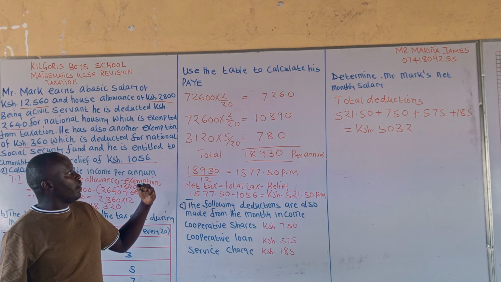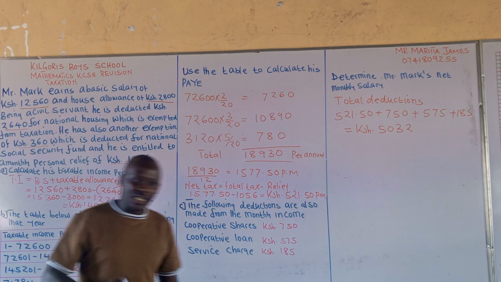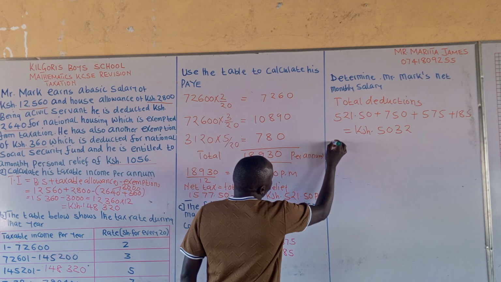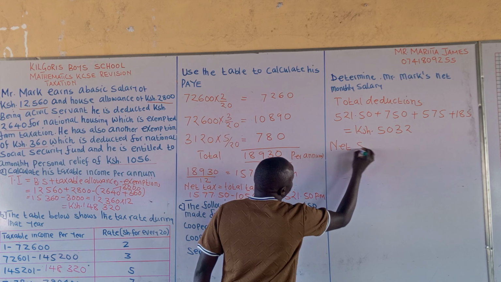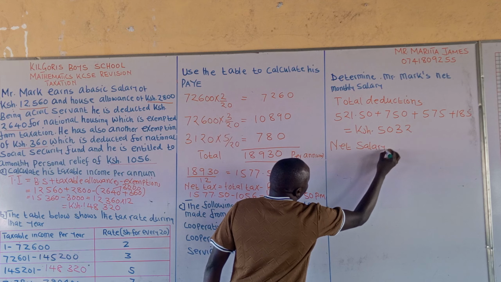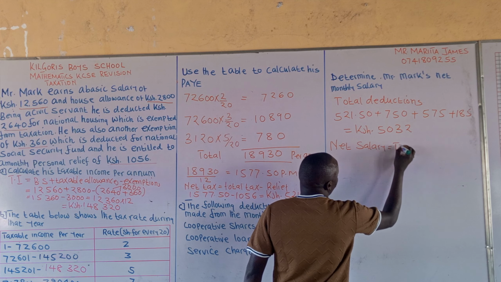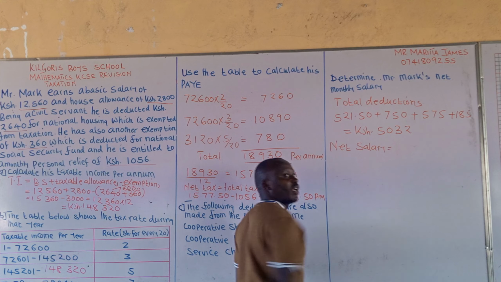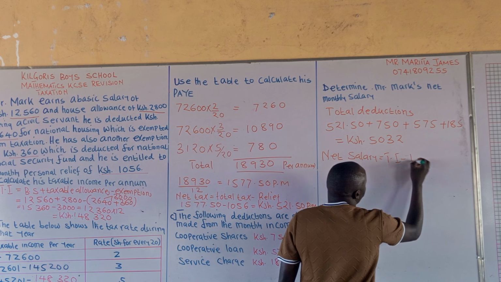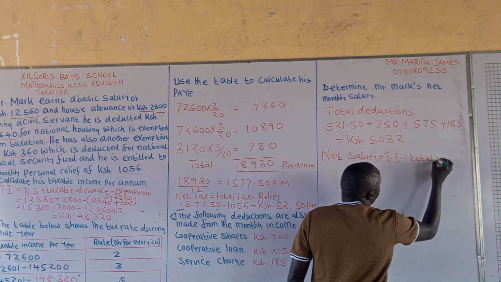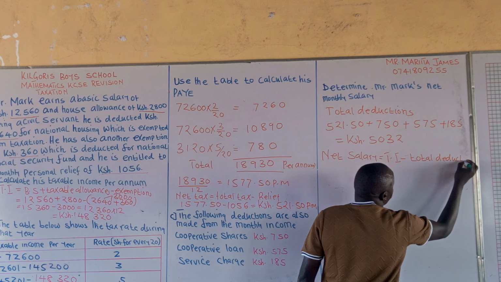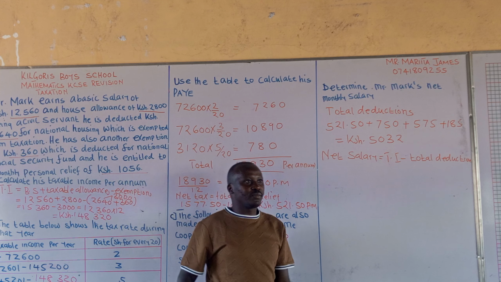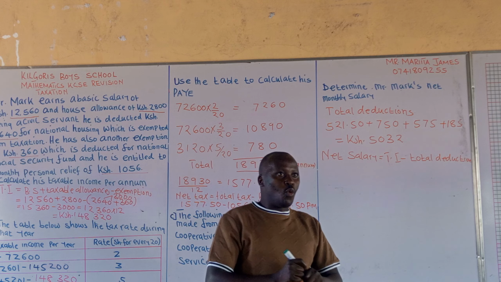So to get Mr. Mark's net salary, it is equivalent to the total income minus the total deduction. So we have net salary is equal to the total taxable income, I mean, we subtract the total deductions. So we have this one as total deductions. So what is now this total taxable income? The total taxable income, we have this value.